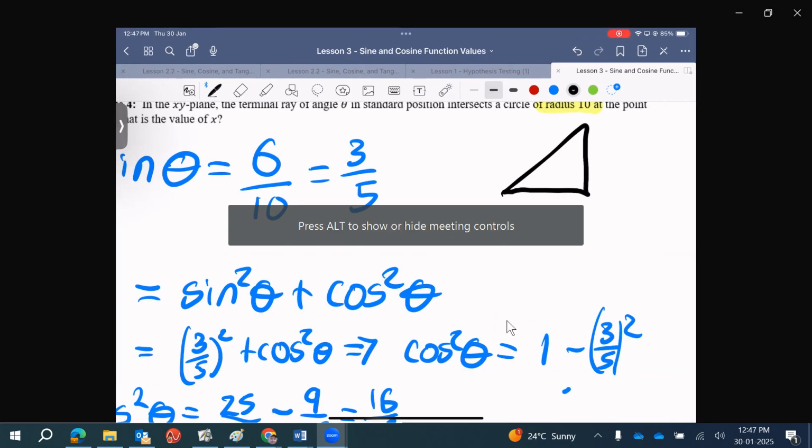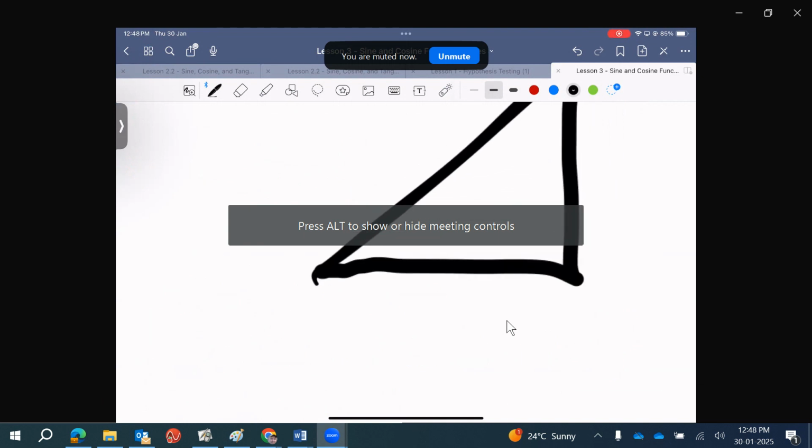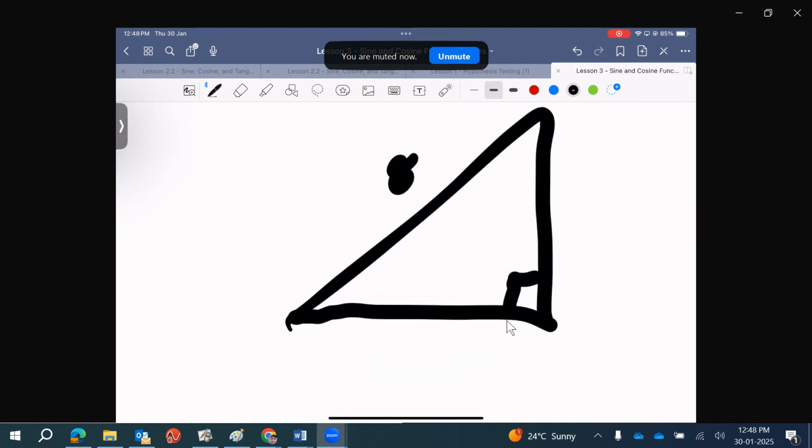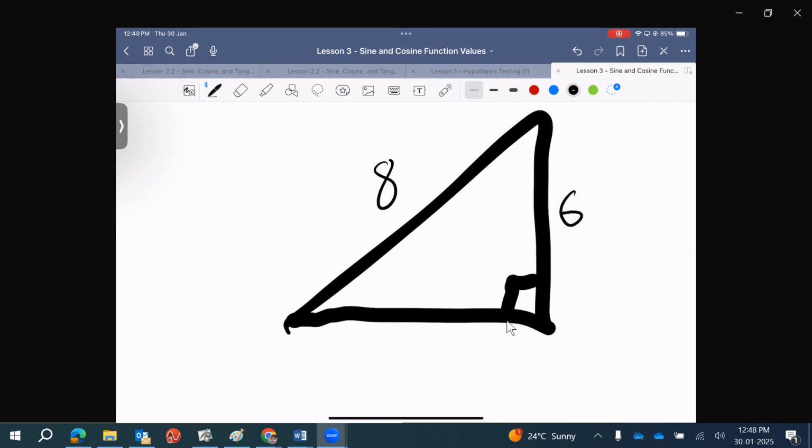Okay, so what you can do is you can just see it as a right-angled triangle where you've got 8 here, and you had 6 there. No, sorry, 8 there. 10 here, 6 here, and this is how you get to the 8.